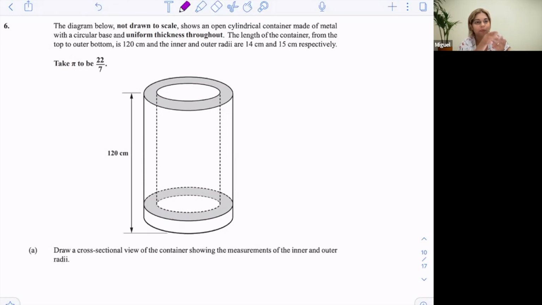So just like we have a glass that is thick, because if you notice in a glass, the inside has a different radius compared to the outside, because remember, contents have to be poured inside of the glass. It has to be poured inside of the cylinder, right? So the inner and the outer radii are two different lengths, right?